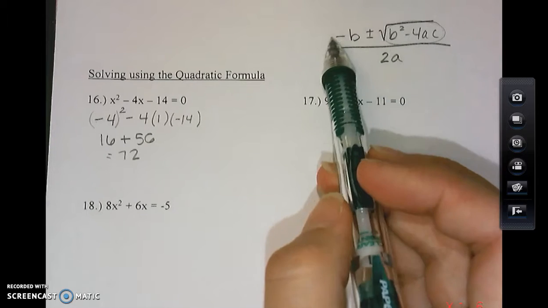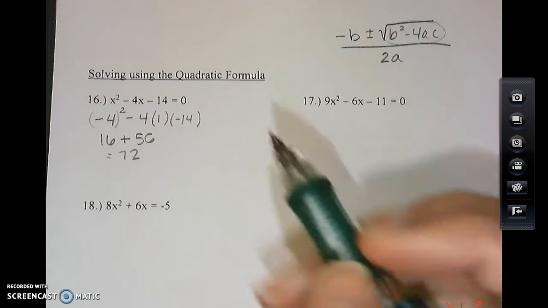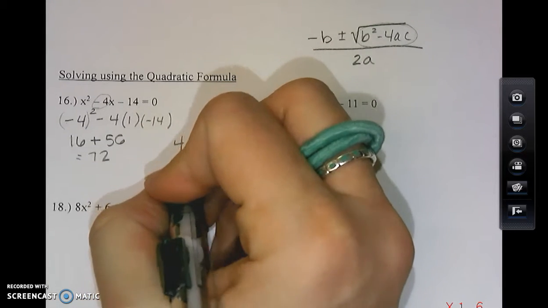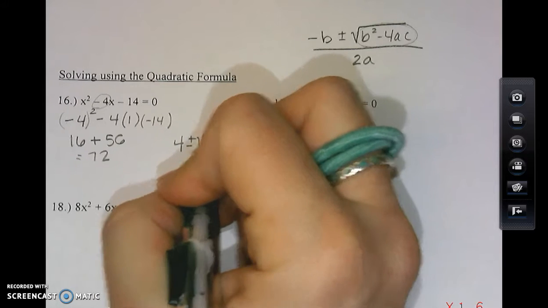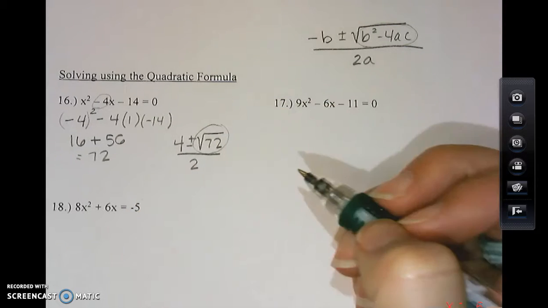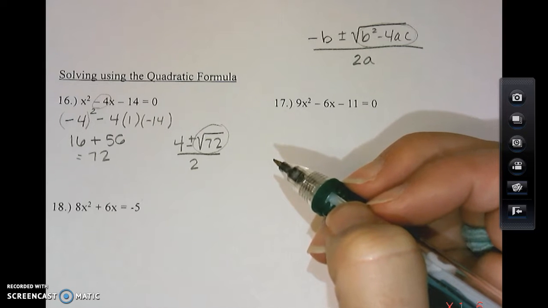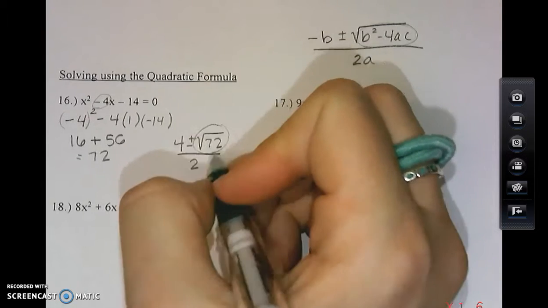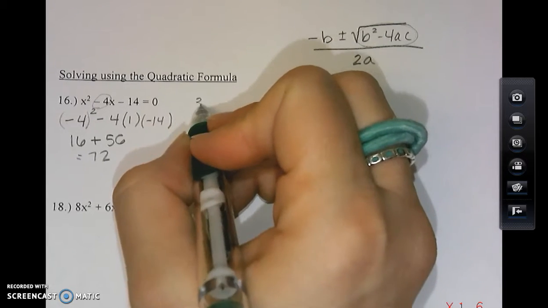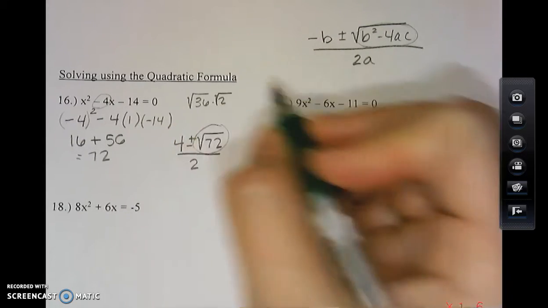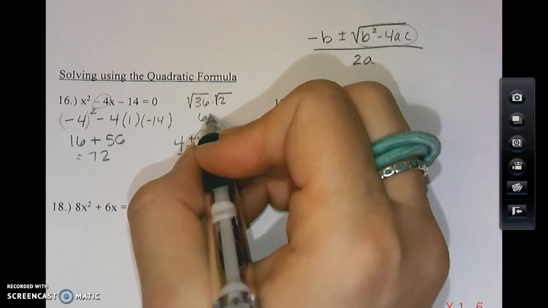So now we're going to follow this and just plug and chug. All right, so we have negative b. Well, my b is already negative 4, so now it becomes positive 4 plus or minus the square root of 72 all over 2 times a, and my a is just 1, so it's just over 2. The first thing we do is we simplify the radical. So 72, I'm going to think of factors of 72 that are perfect squares, and that's actually 36 times 2. So if I break this up into the square root of 36 and the square root of 2, the square root of 36 is 6, the square root of 2 stays.